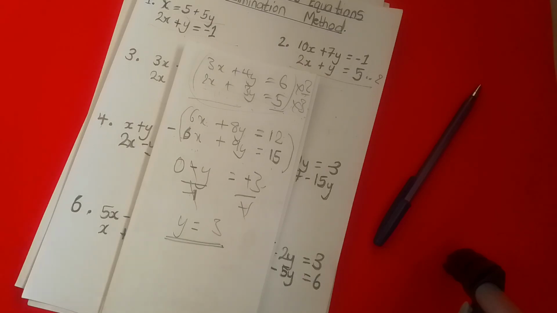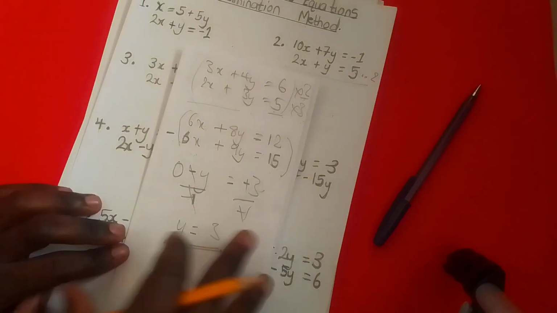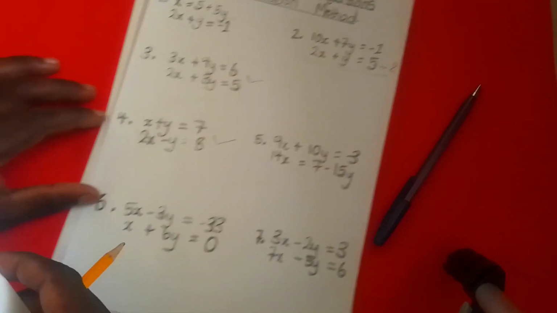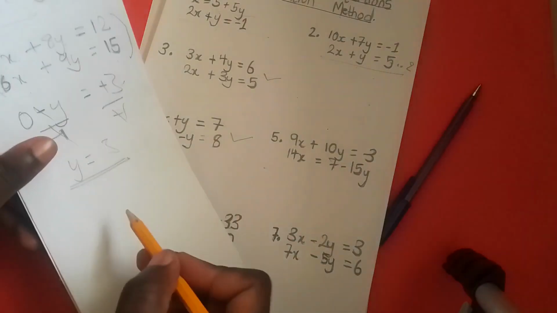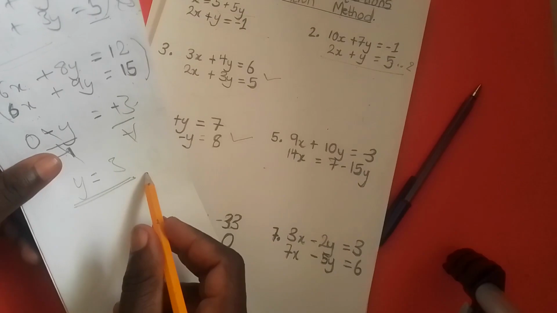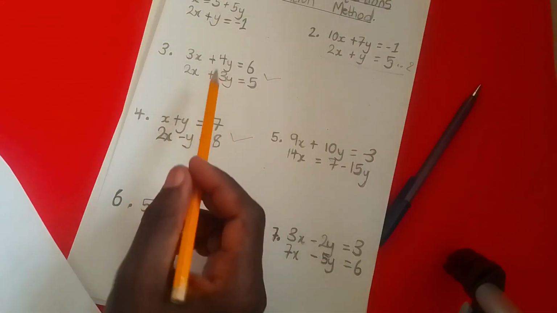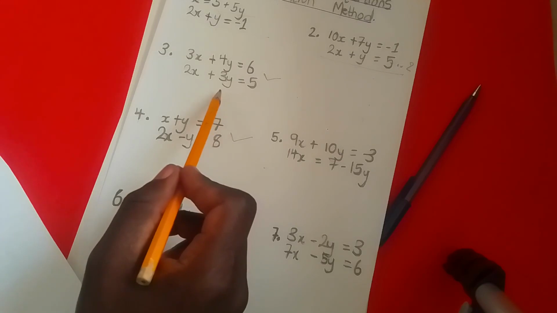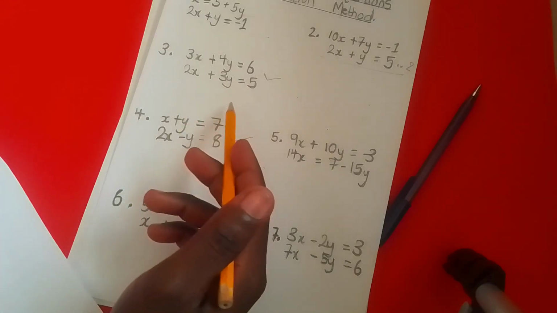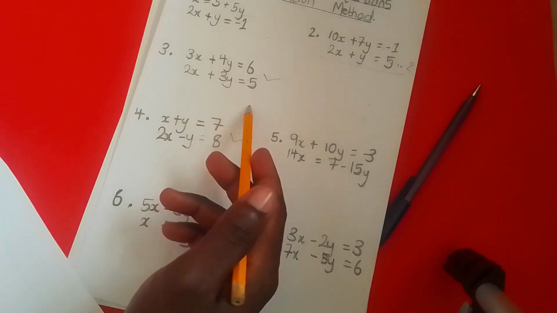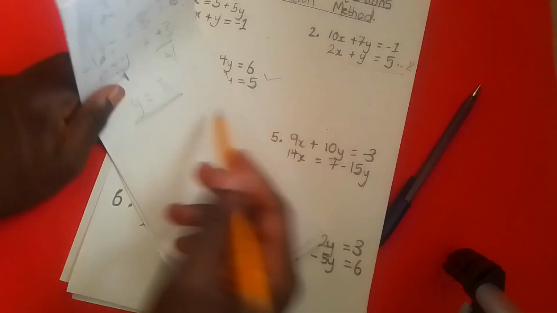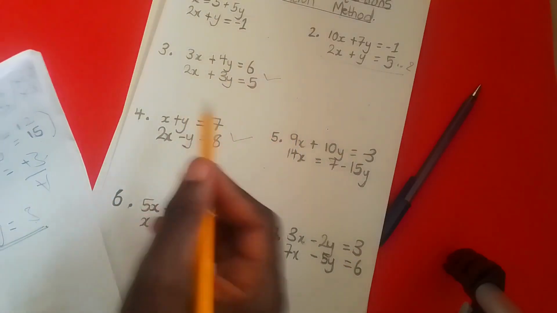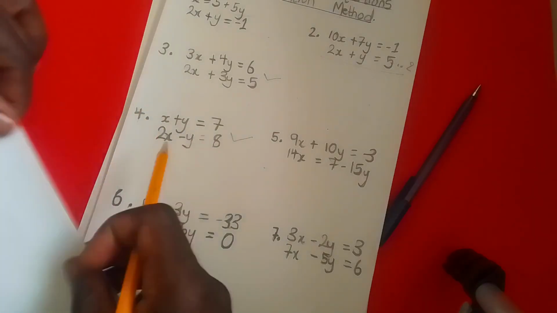Now, to solve for x, I want the value of y, which is y equal to 3. You can pick any equation you want and substitute the value of y. We got y equal to 3, so I'm picking equation 2. What does equation 2 say?